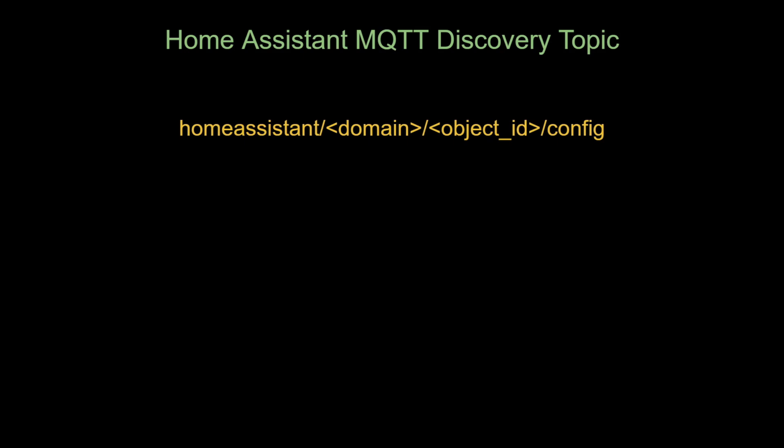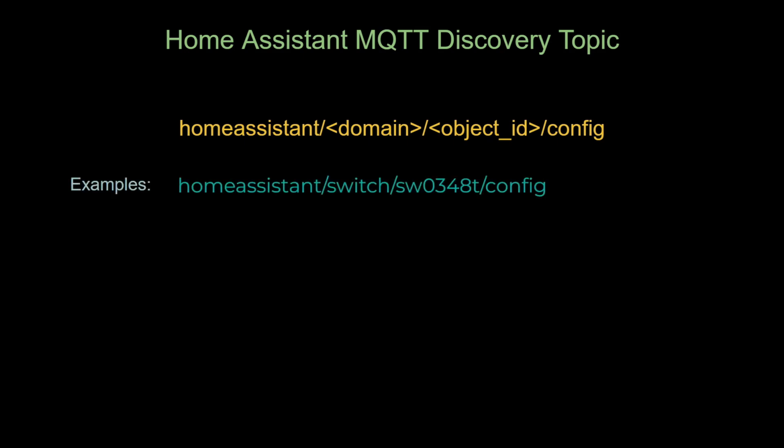We follow that with the domain or the type of entity we'll want to create, like a switch or a sensor or a light. Then an object ID. Now this must be unique across all of your different entities. And I'll talk a little bit more about creating a unique ID in a second. And then finally followed with a config. That's all there is to creating our discovery topic.